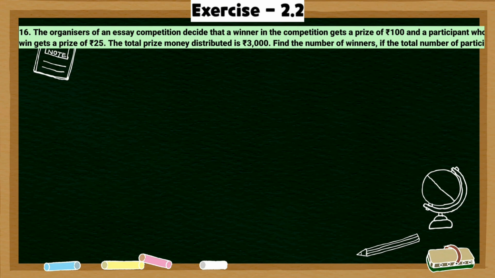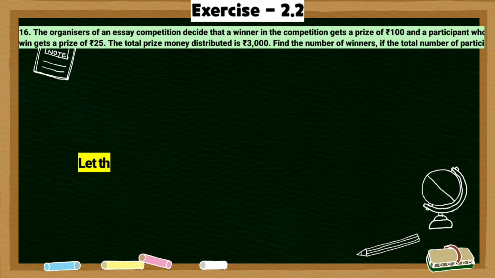So the last question of this exercise is, the organizers of an essay competition decide that a winner in the competition gets a prize of rupees 100 and a participant who does not win gets a prize of rupees 25. The total prize money distributed is rupees 3000. Find the number of winners if the total number of participants is 63.